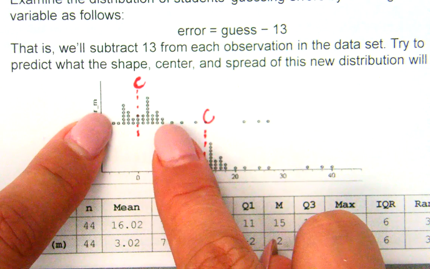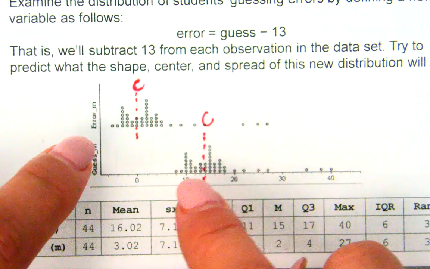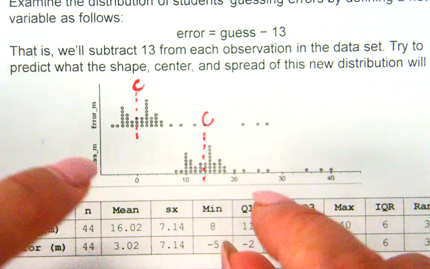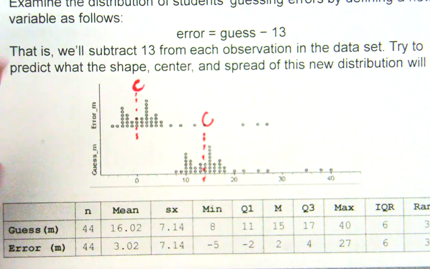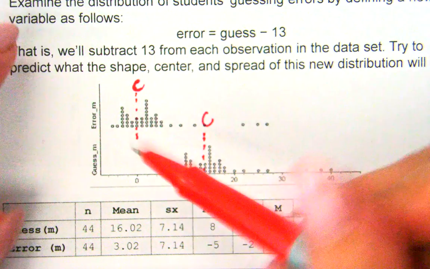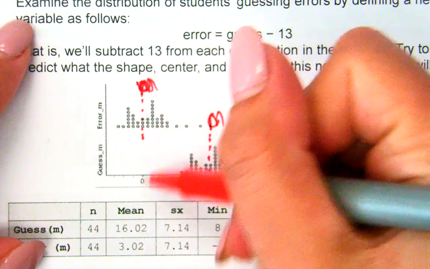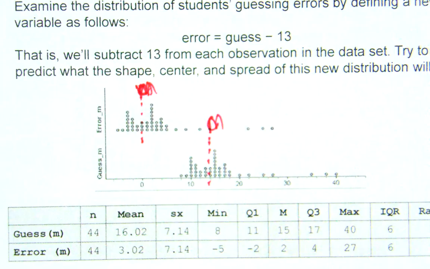Your IQR stays the same. Your mean and your median, the range, your IQR will still be the same. Your center will have changed though. Your median, I should say M for median, is no longer 0, but it's now at 8, 14 or 15, wherever that is.